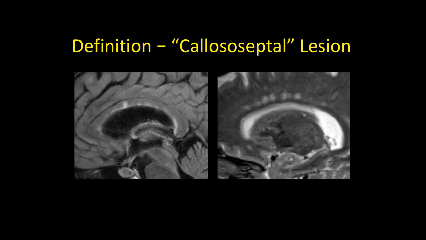Another area to look at that's pretty specific for MS are our callosal septal lesions. And you can see these touch the undersurface of the callosum, corpus callosum. And then the lesions on the right are chronic white matter microvascular ischemic changes that are not touching the corpus callosum, and they are not periventricular.